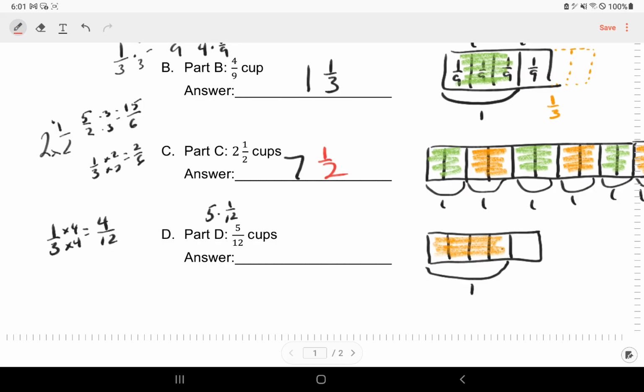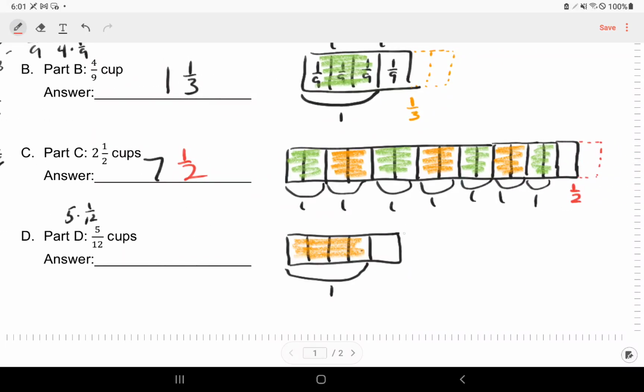But again, I have this left over, and I need a group of 4. So I have 1 out of 4. So 1 and 1/4. Because I've got this 1 here, but I don't have the other 3 I need. So I've got 1 out of the 4. And so 1 and 1/4.